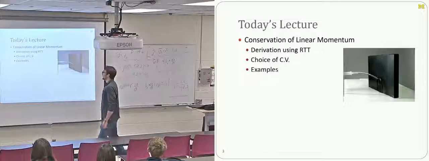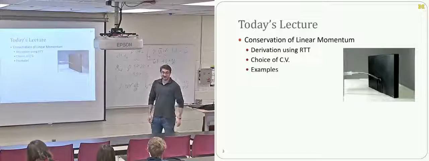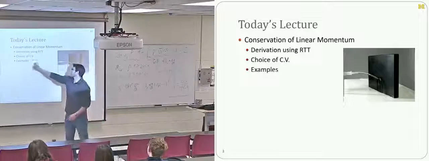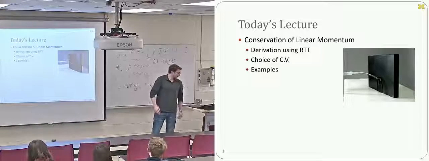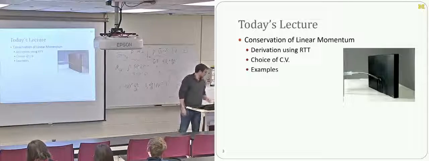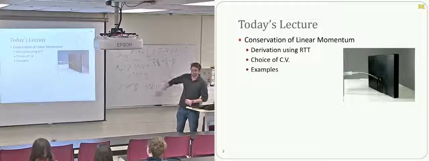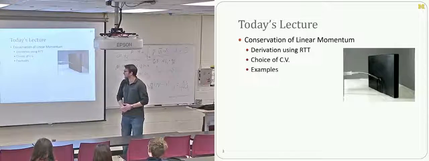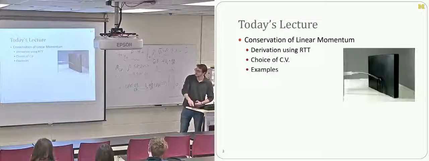So we're going to talk about why this happens, and the derivation of this using the Reynolds transport theorem. It's pretty much the same thing you've been seeing, but with linear momentum instead of mass. We'll talk about control volume choices, and we'll work an example. And then in the last half hour or so of class, I'm going to pass back the exams, and we'll go over the solutions to the problems on the exams that tended to be the most problematic.